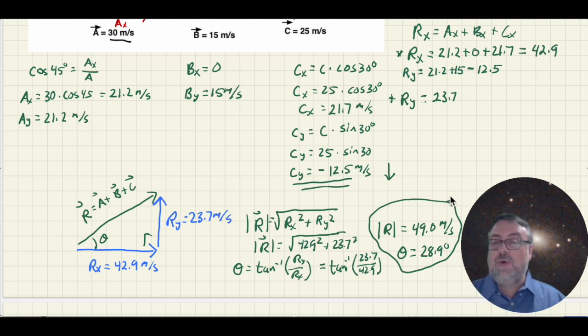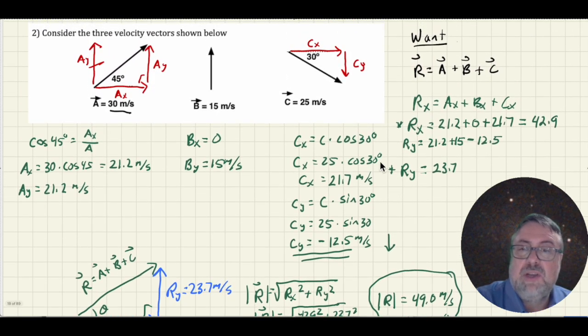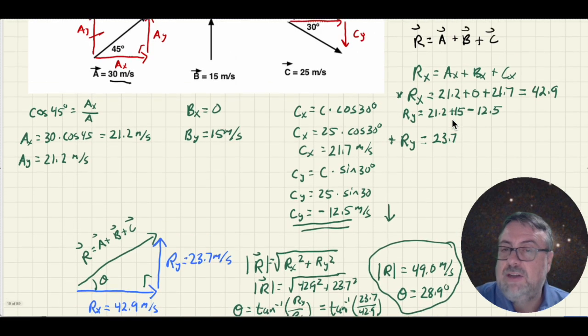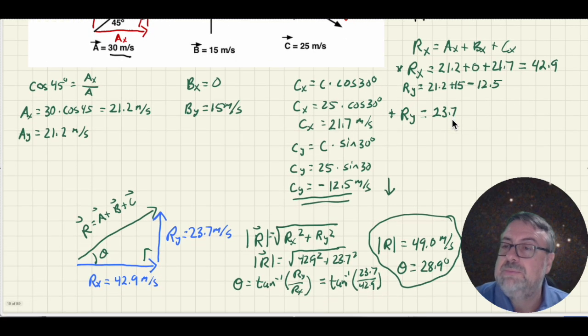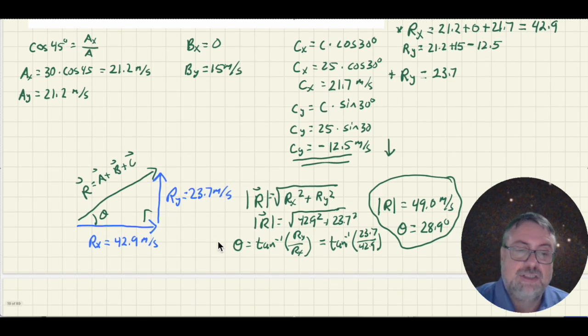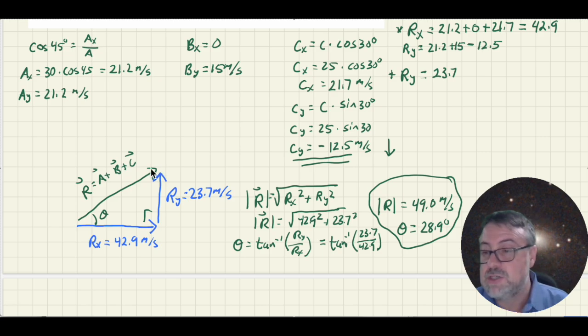All right, so it's a divide and conquer strategy. We take our three vectors. We don't work with them directly. We break them up into x and y pieces. Be careful of the signs. To find your result of adding those three vectors, you simply add up the x bits, add up the y bits, and then just construct the R vector. No need to place the original vectors tip to tail.